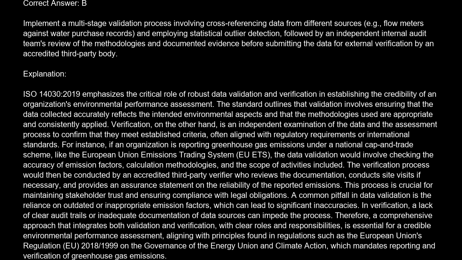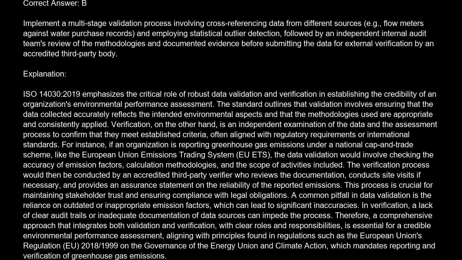Explanation: ISO 14030 2019 emphasizes the critical role of robust data validation and verification in establishing the credibility of an organization's environmental performance assessment. The standard outlines that validation involves ensuring that the data collected accurately reflects the intended environmental aspects, and that the methodologies used are appropriate and consistently applied. Verification, on the other hand, is an independent examination of the data and the assessment process to confirm that they meet established criteria, often aligned with regulatory requirements or international standards.